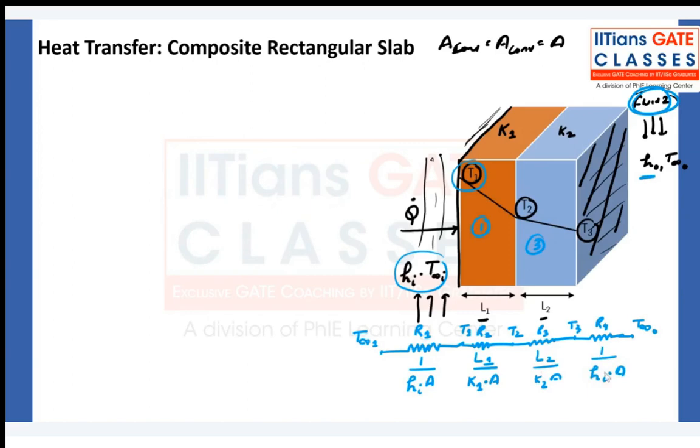Okay. So can I also write this in the same way that I have written Q is equal to delta T upon total resistance.